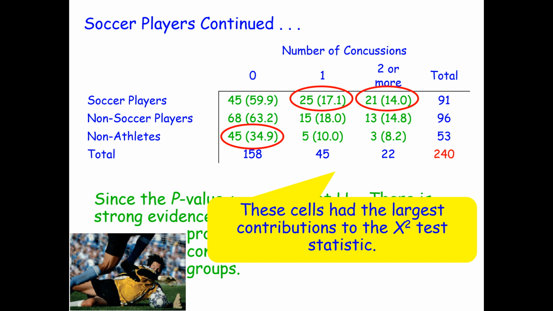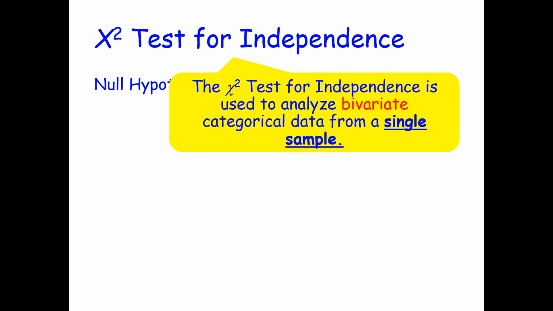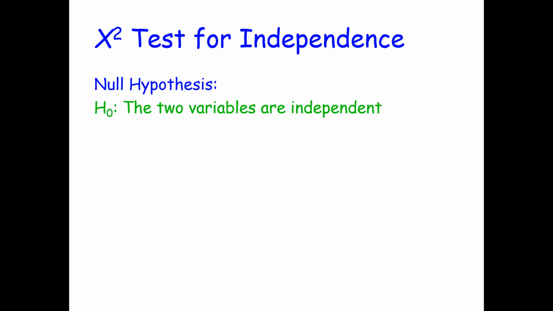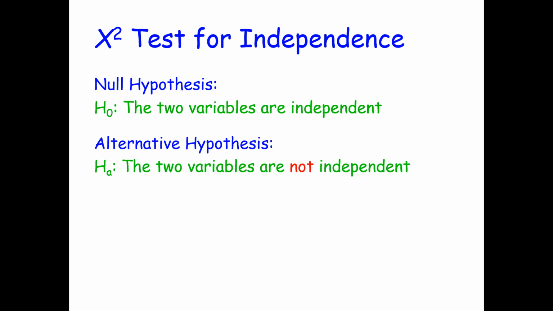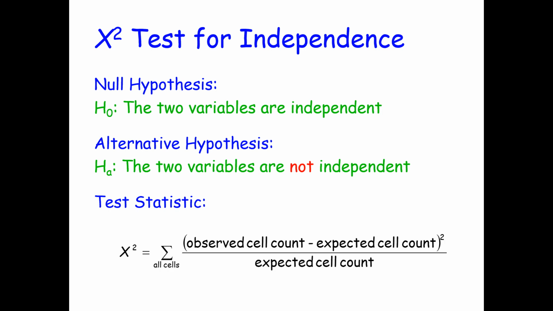Let's talk a little bit about the chi-squared test for independence. The chi-squared test for independence is used to analyze bivariate categorical data from a single sample. So our null hypothesis would be that the 2 variables are independent. Alternative hypothesis would be that the 2 variables are not independent. Our chi-squared test statistic is the sum of our observed cell count minus our expected cell count, quantity squared, divided by our expected cell count.